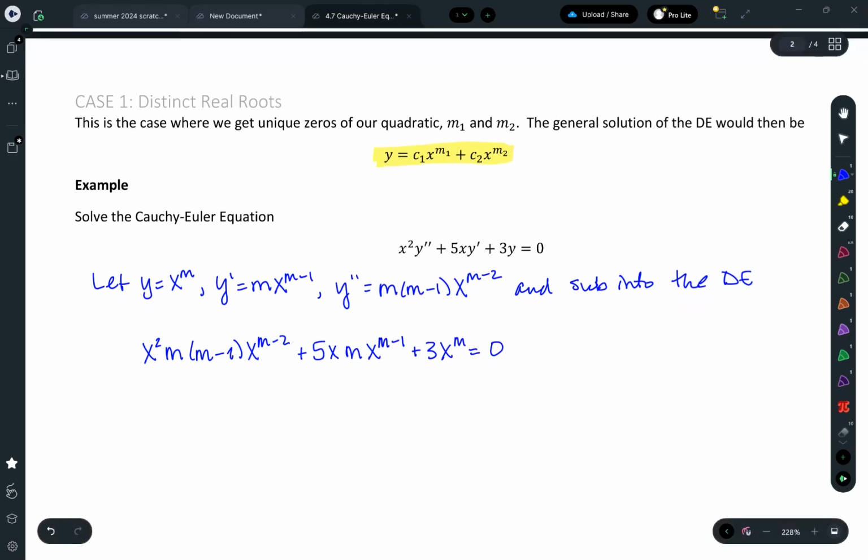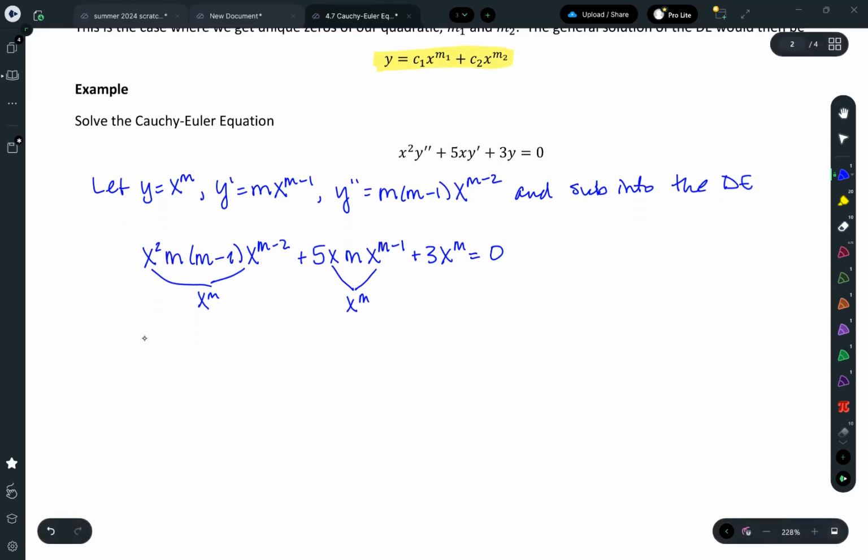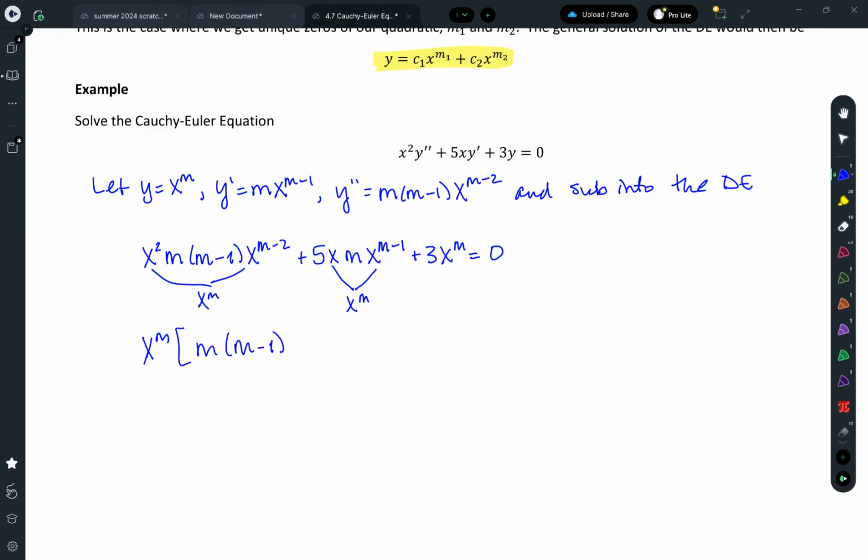Now the x squared and the x to the m minus 2, that's just x to the m. And the x with the x to the m minus 1, that's just x to the m. And the third term has an x to the m. So I will go ahead and factor that out. Factor out the x to the m. It leaves behind m times m minus 1 plus 5m plus 3 is equal to 0.